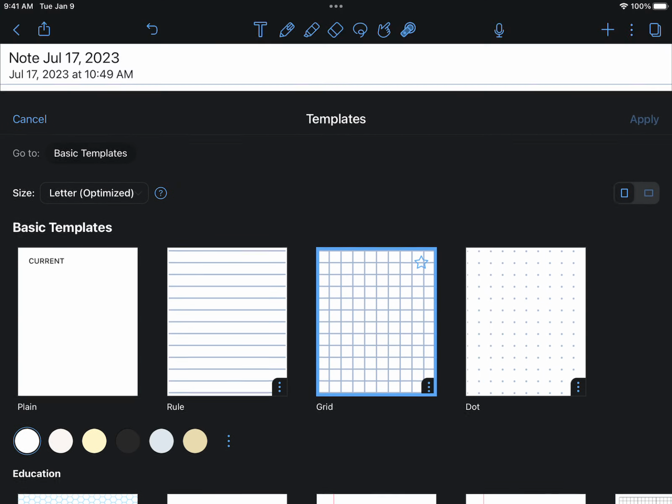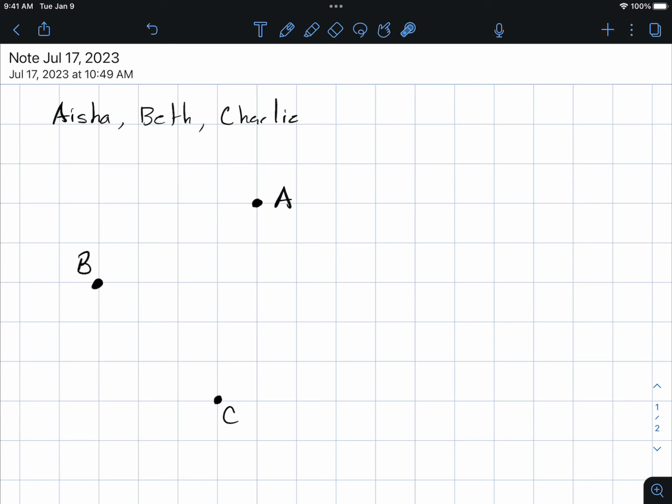This is me laying down a grid. And now we are in a much better place to be able to describe the locations of A, B, and C. But we have to do one more thing, right? We have to specify an origin, a reference point from which we can describe the positions of Aisha, Beth, and Charlie. So it would be convenient if that location is my location, for instance.